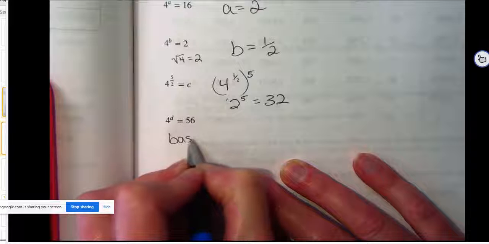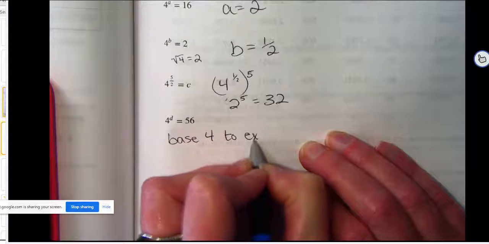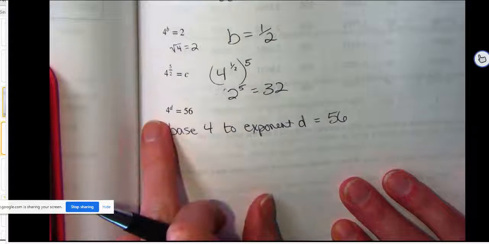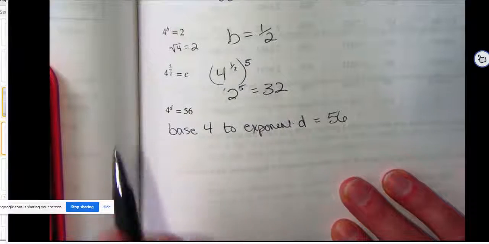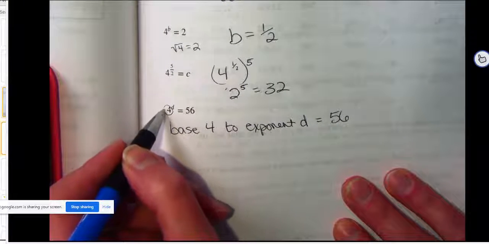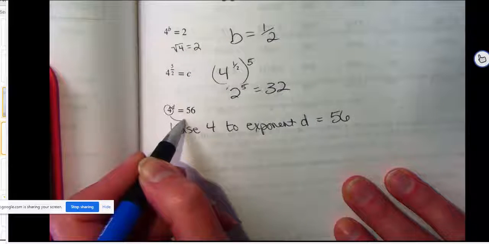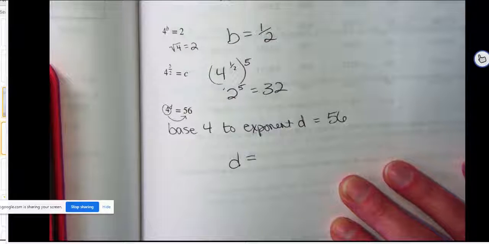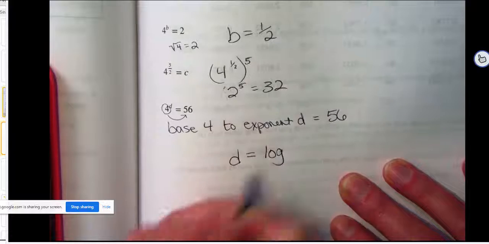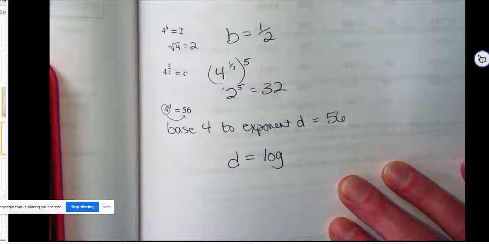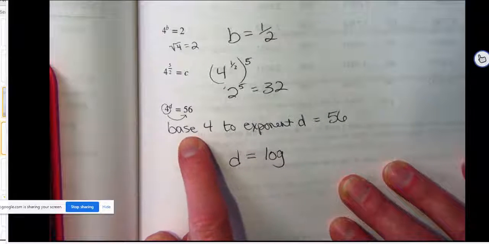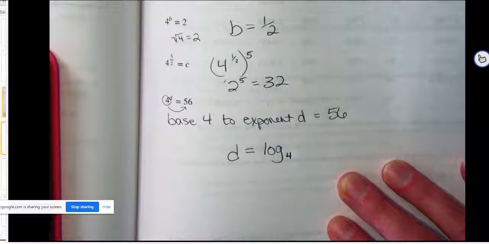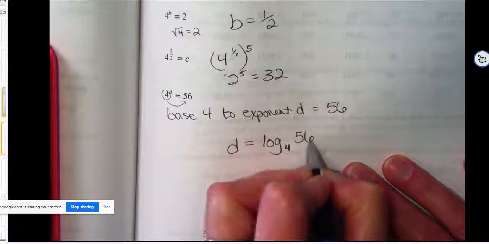Right now we have a base 4 to exponent d equals 56. Base 4, exponent d equals 56. A log takes that base, pulls it to the other side to get the exponent isolated. So d would be by itself. Log makes that happen. It's in base 4. So we're going to have a little sub number, a little smaller number, a little bit down below. And then 56.